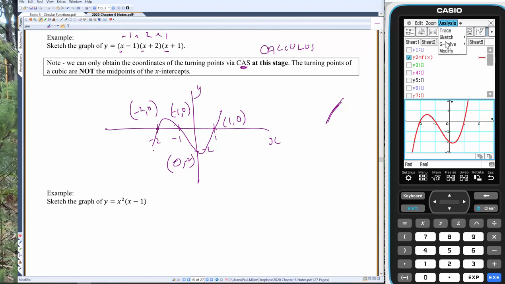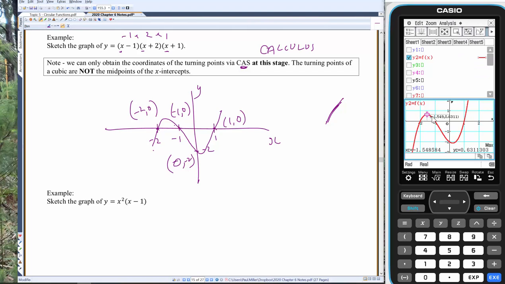So I'm going to go analysis and G-Solve, and what I want to get is, I'm going to zoom, analysis, G-Solve. I'm going to get the max, okay?